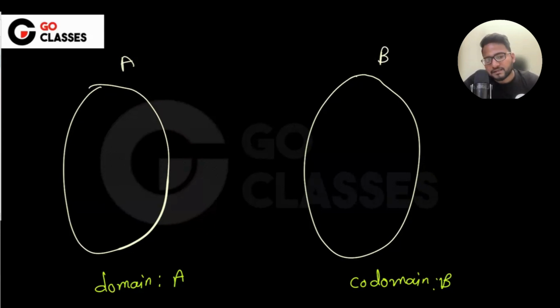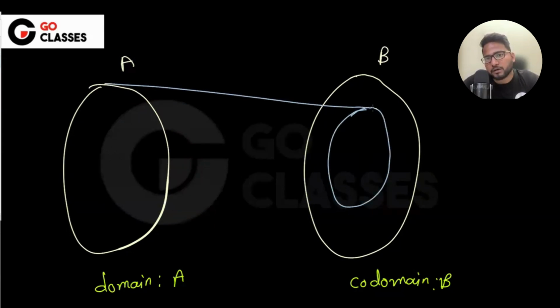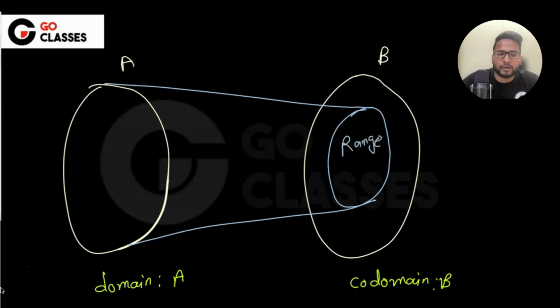Okay, range is something which you will say that see, every element of B might not be mapped, right? I mean, you might not be able to get every element of B. So basically, only some of the B will be mapped. So this some part we will call range, right? This is called range.